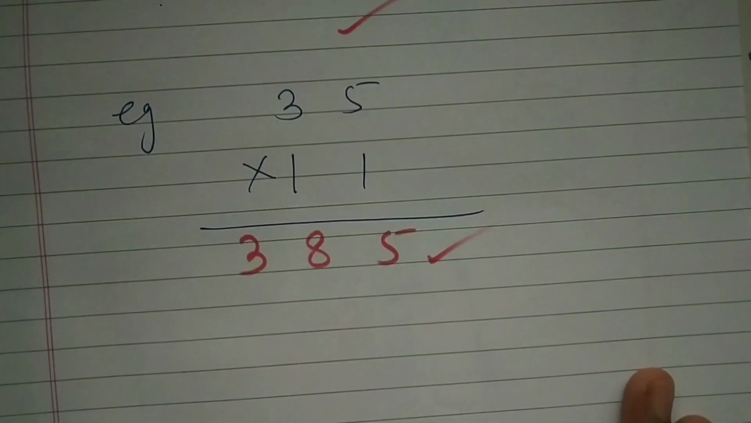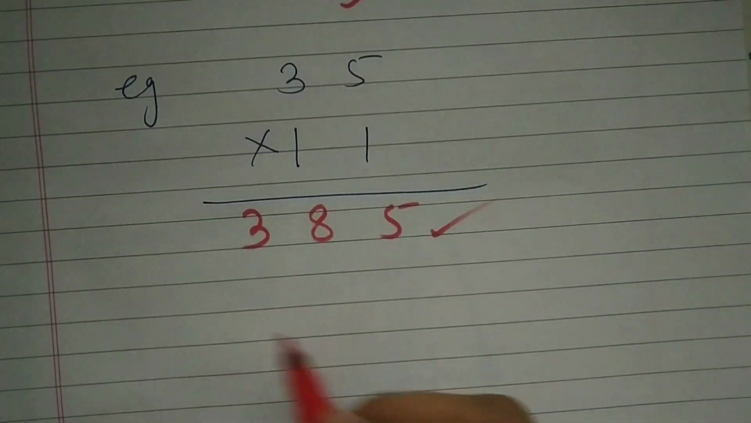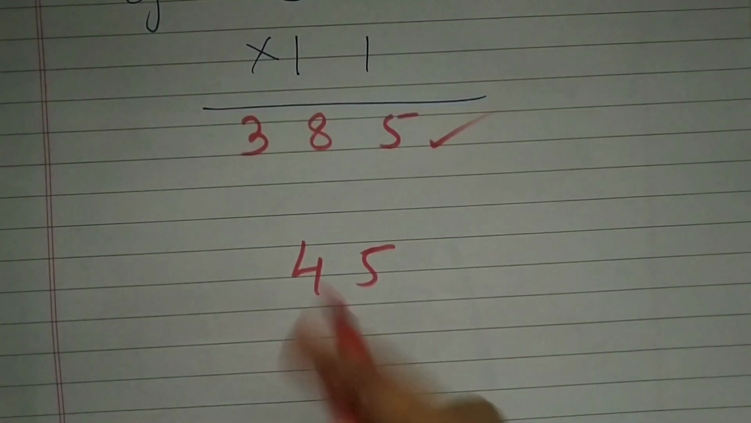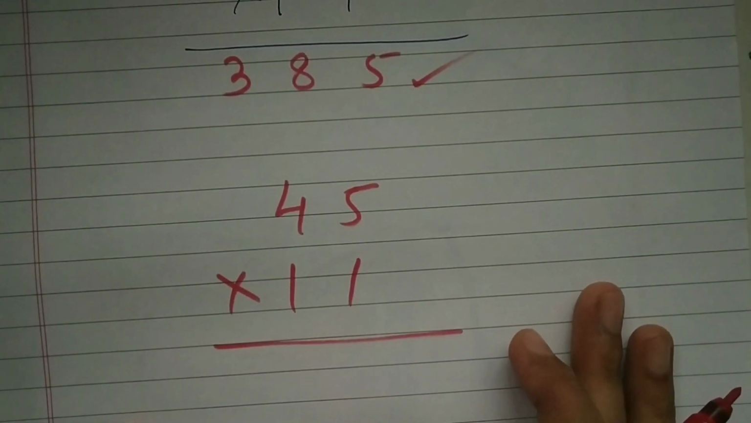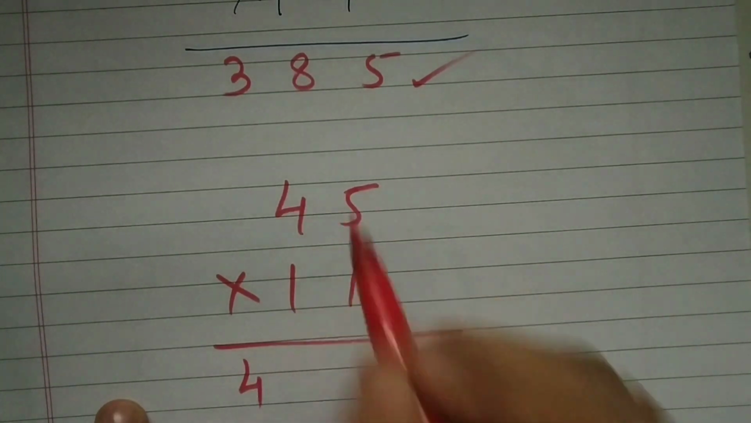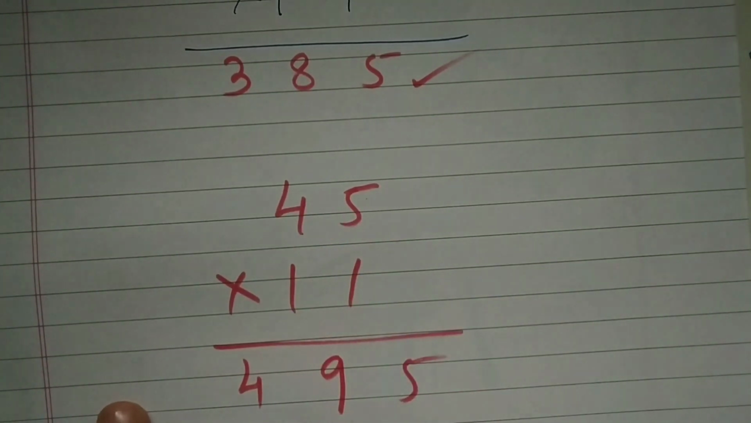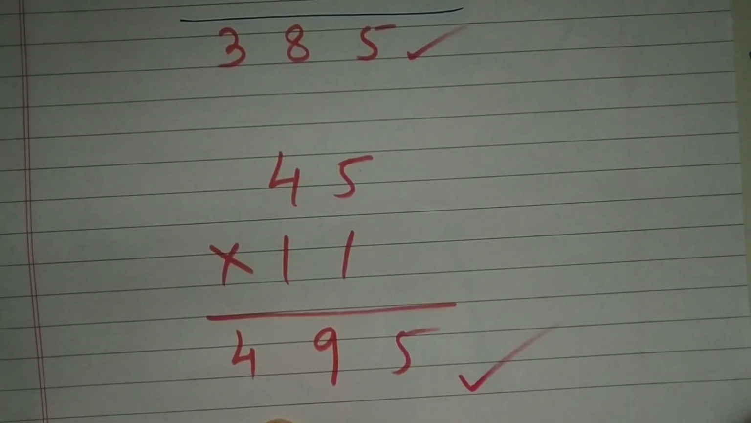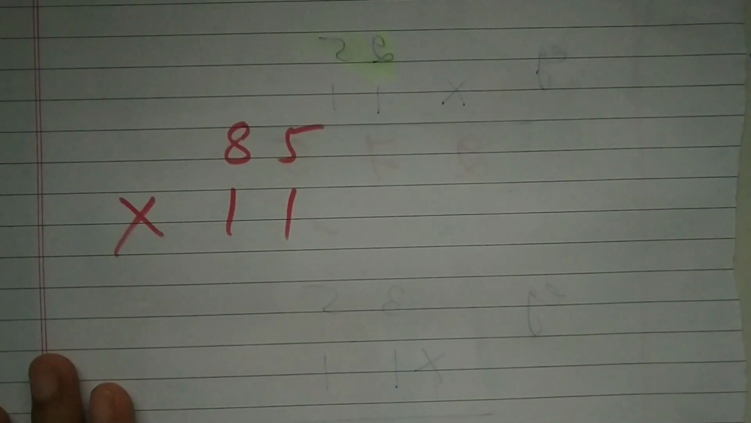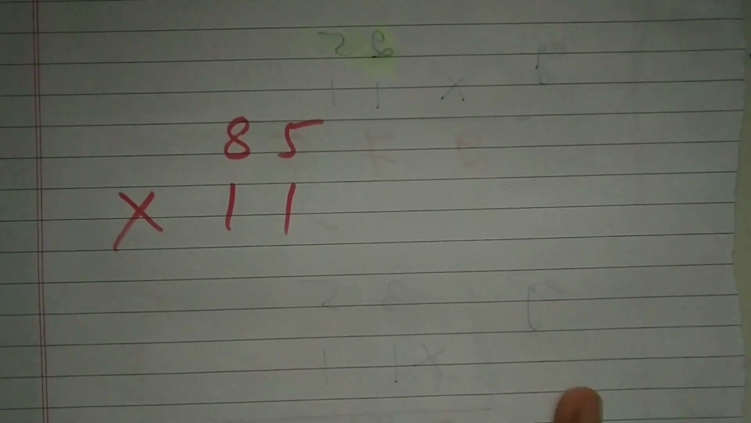Do you want more examples? Yes, let's try more. So now I am taking 45 multiplied by 11. Come on, faster. This should go in seconds. So you'll write 4 plus 5 is 9. So your answer is 495. So you are done.